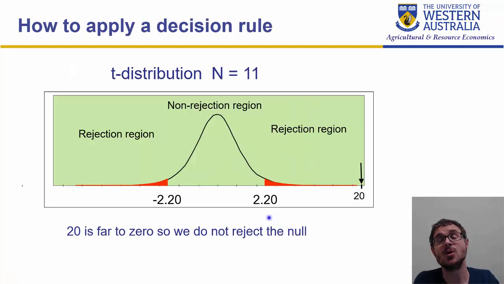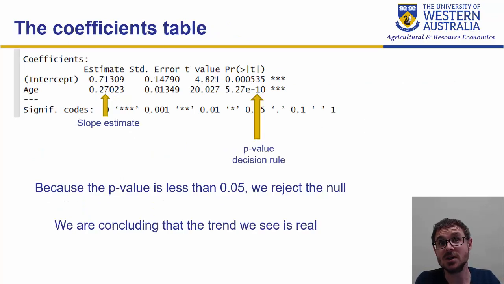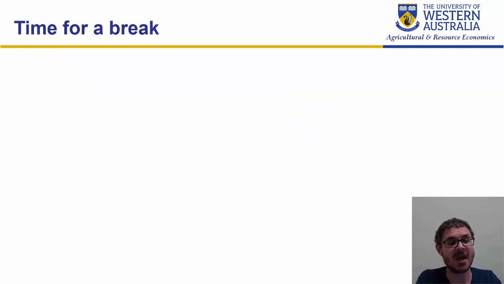We've got a sample of 11. The critical t would be 2.2. 20 is way up here, so we're way past the threshold. But of course, we can simplify all of this by just looking at the p-value decision rule. So rather than look at the t-distribution, we just look at the p-value. And so when we skip through to the results, you can see we look at the slope, then we look at the p-value. Based on that, we can say that the slope is statistically different from 0. That means that there's a genuine trend. The slope that we're observing is not due to sampling variation. We think that this is a trend that exists in the underlying population, and that's an opportune time for a break.